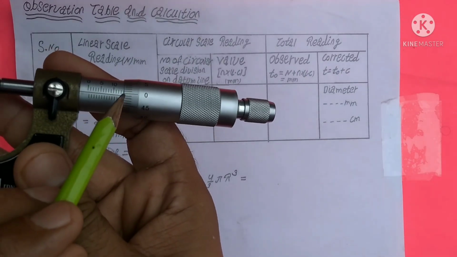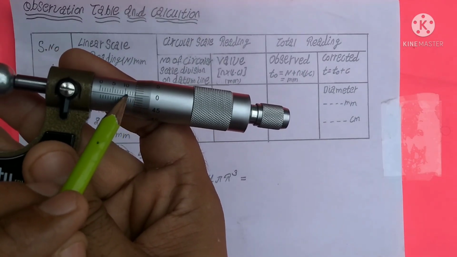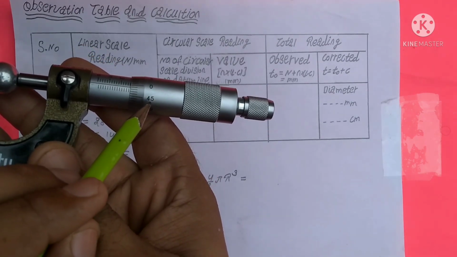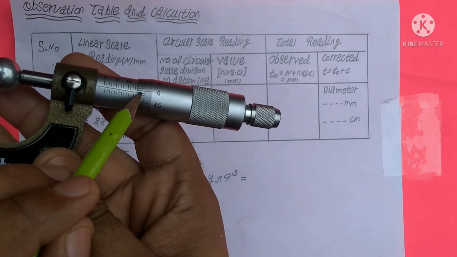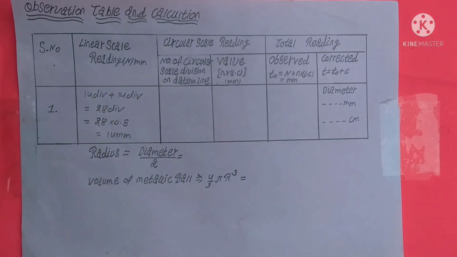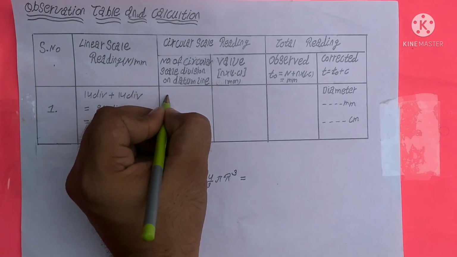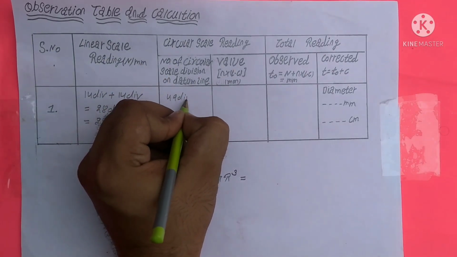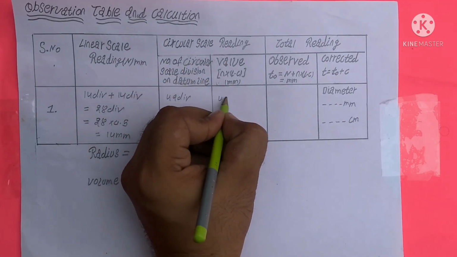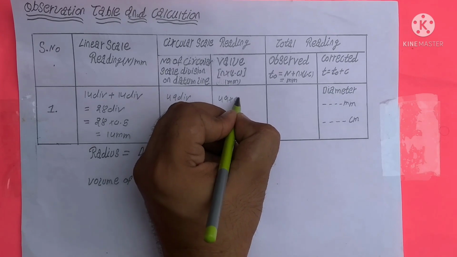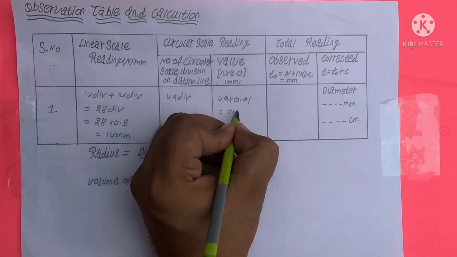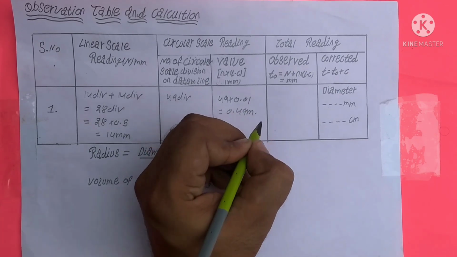You can see this division just coincides with the reference line. Up to that division there are 45 divisions and 4 divisions more. So it means our 49th division coincides with the reference line. So the circular scale reading is the 49th division coinciding with the reference line. Now multiply the 49 with the least count of the screw gauge, 0.01. So our circular scale reading is 0.49 mm.